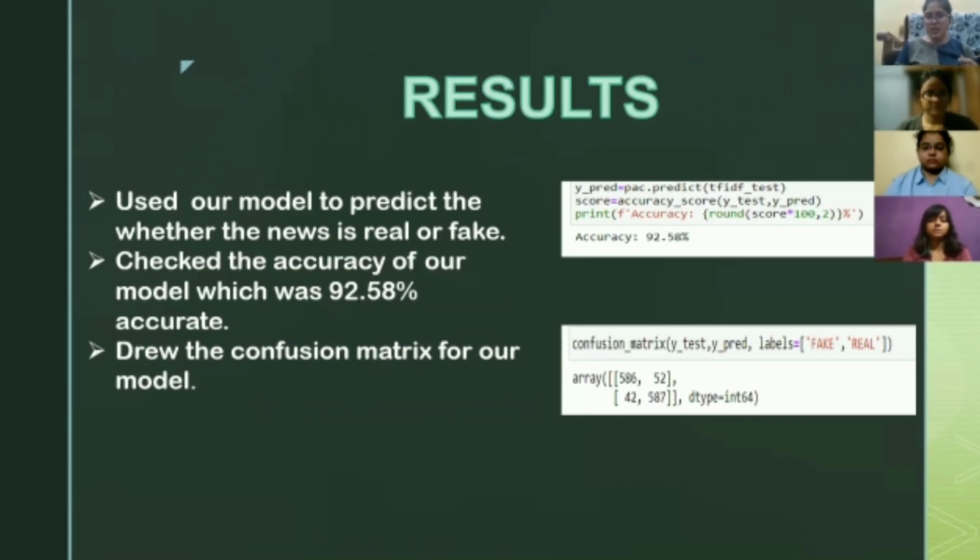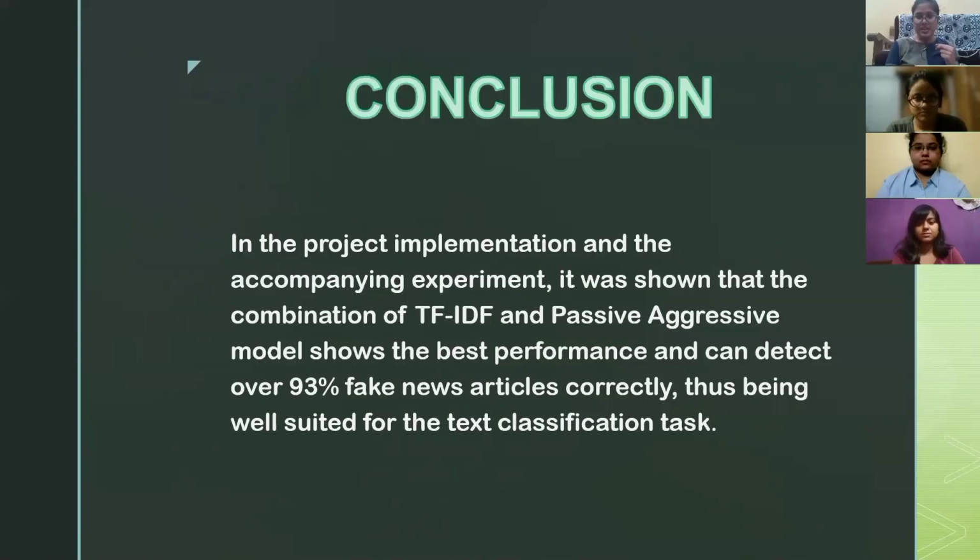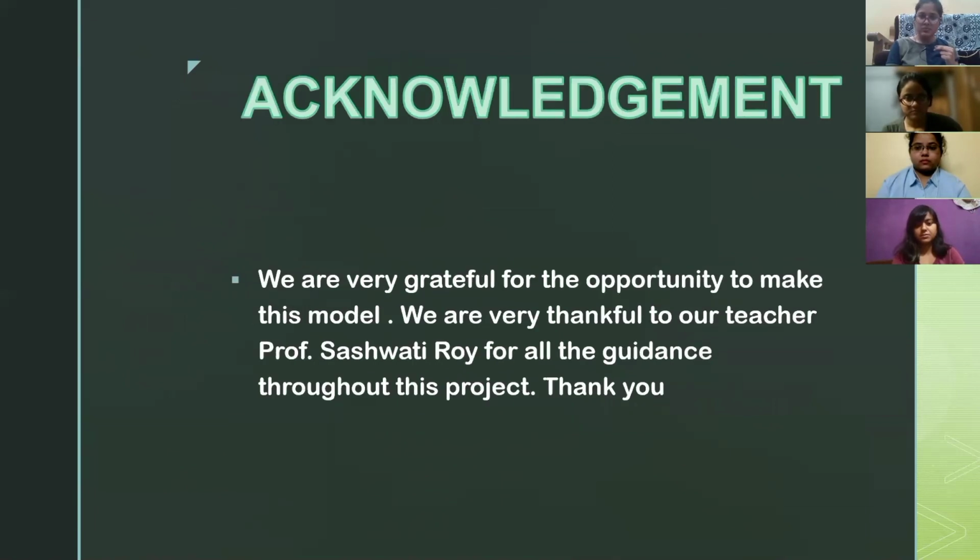And the result which we have got is 92% accurate, and with confusion matrix we can see it in a graphical manner. So with TF-IDF and passive aggressive classifier, it shows the best performance, and we can detect 92% of the fake news article correctly.